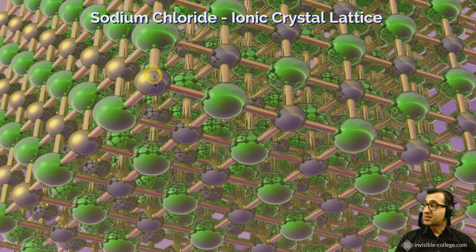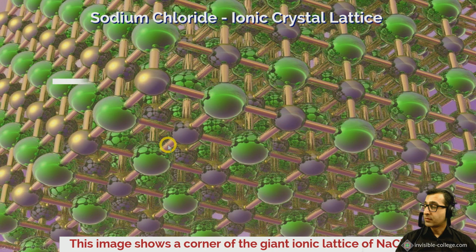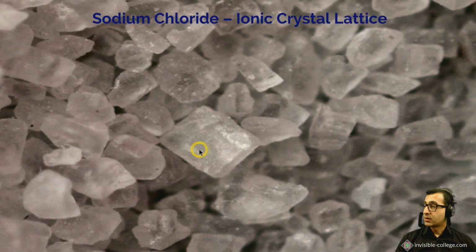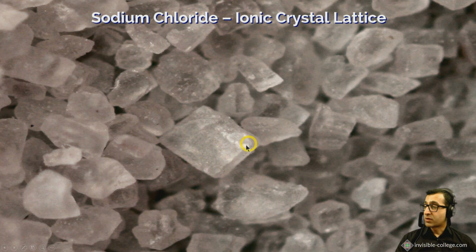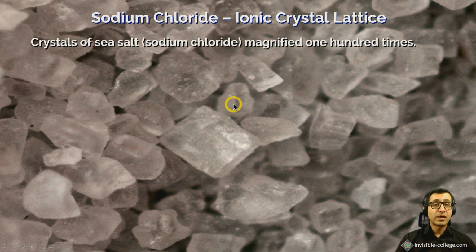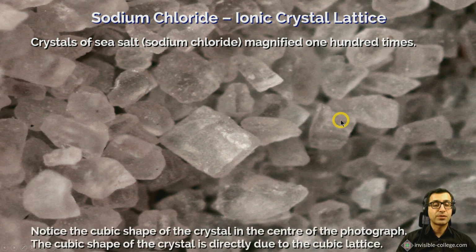So if we imagine this is the corner of a crystal of sodium chloride, that would correspond to one of the corners on one of these crystals. So we see here the roughly cuboidal shape of sodium chloride crystals. This happens as a consequence of the regular geometry of the arrangement of sodium and chloride ions in the actual lattice structure.